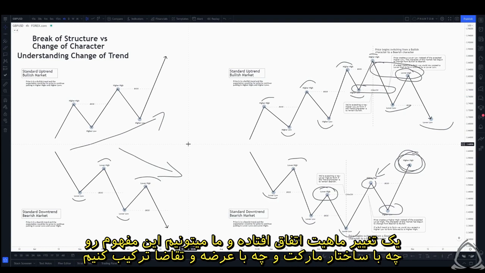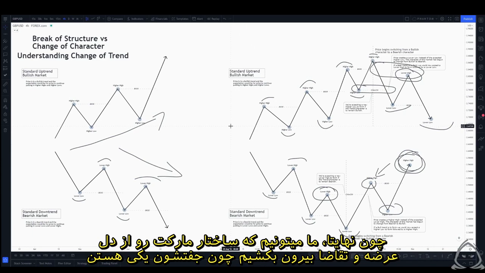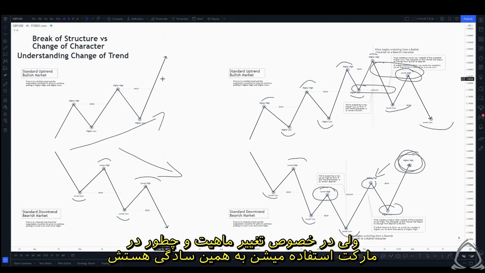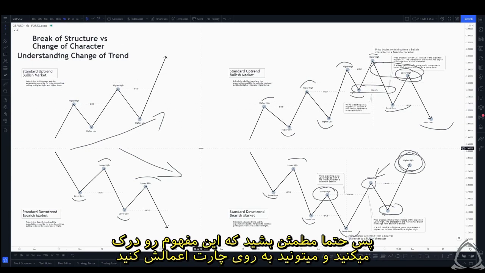And we can apply that whether we're using market structure or supply and demand, because at the end of the day, we can derive market structure from supply and demand because they are one and the same. Market structure just gives us a slightly different lens or framework that we can understand and use to trade. But it's as simple as that in terms of changes of character and how they apply to the overall market. So definitely make sure that you understand this concept and are able to apply it on the charts.